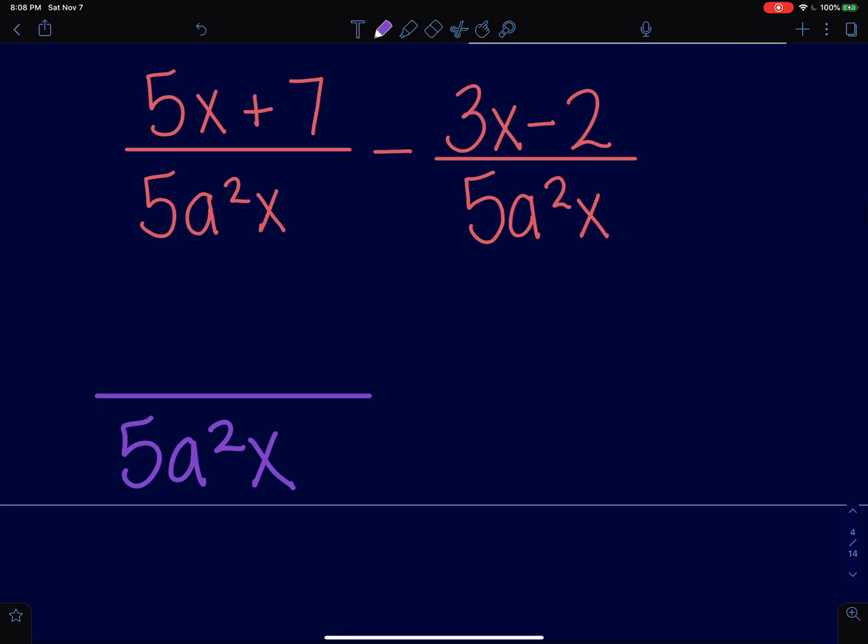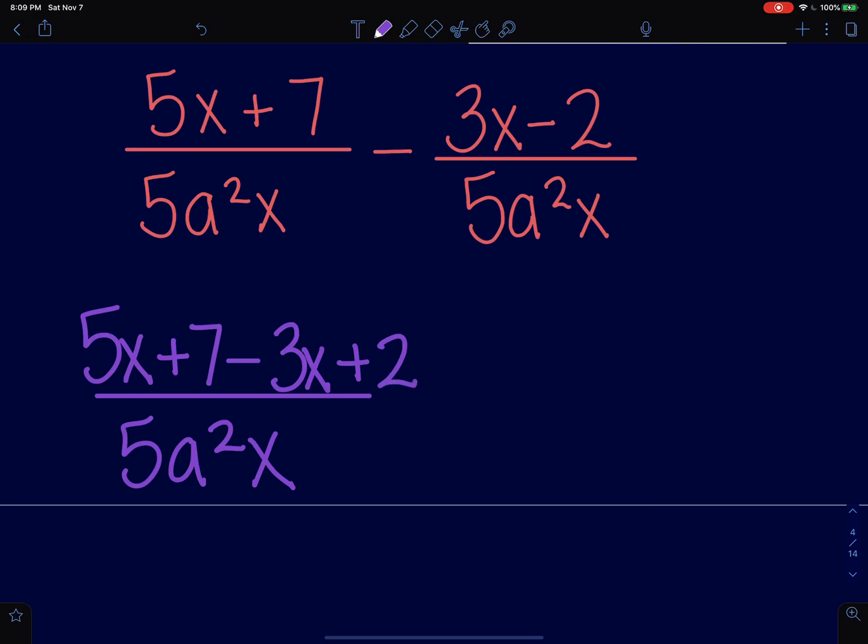So when I write my answer down here, I'm going to write 5a squared x, and then I'm just going to write the numerators. Now, maybe I will in this situation write it out again. No, I don't need to write it out again. That's so annoying. I don't know why they do that. I'm just going to add the numerators. Okay, so it's going to be 5x plus 7 minus 3x plus 2.